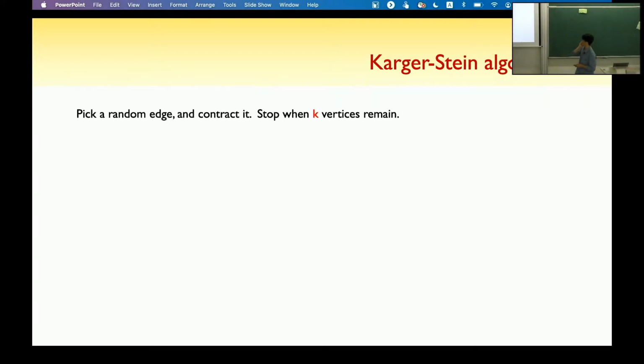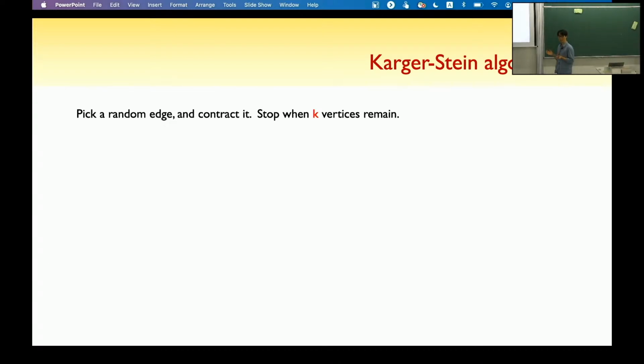Okay. Let me describe the algorithm. The algorithm is extremely simple. It's an iterative algorithm, and what we do is the following. We start from the original graph, and in each iteration, we pick a random edge uniformly and just contract it. When you contract an edge, the number of vertices decreases by exactly 1. The process of contracting an edge may create self-loops and parallel edges. We keep all the parallel edges, but we delete self-loops. And we iterate this process until we have k vertices.